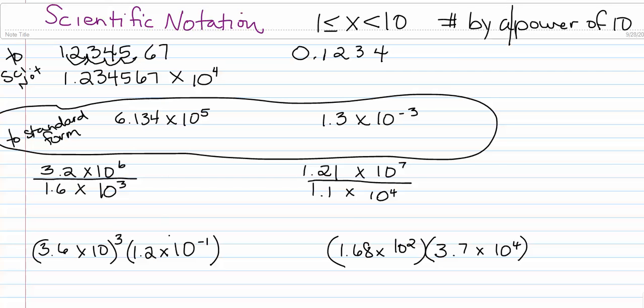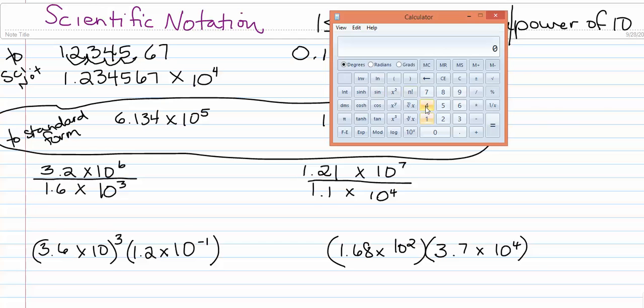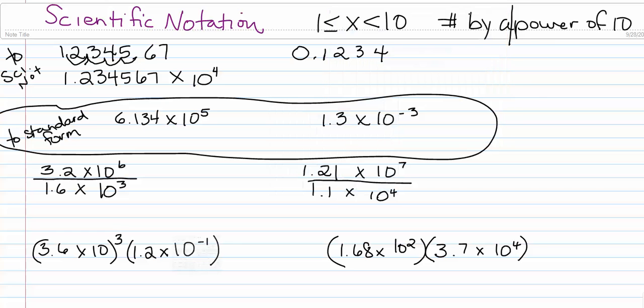And if I were to try to check this and see if I can get back to the original, I'm going to take my 1.234567 and I'm going to times it by 10 to the 4th power. And I should get back to exactly what I had before, which is 12,345 and 67 hundredths. So I just checked to make sure that the answer that I came up with in scientific notation was exactly equal to what we had before.